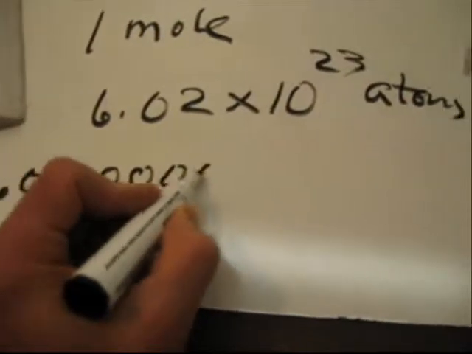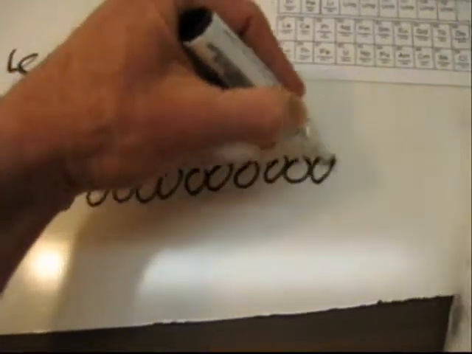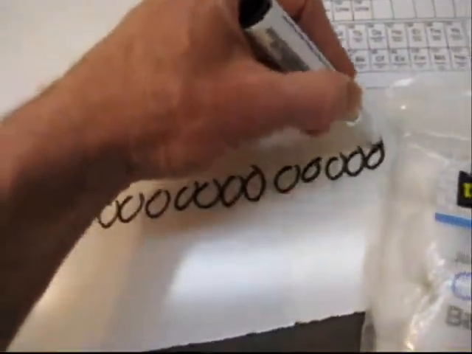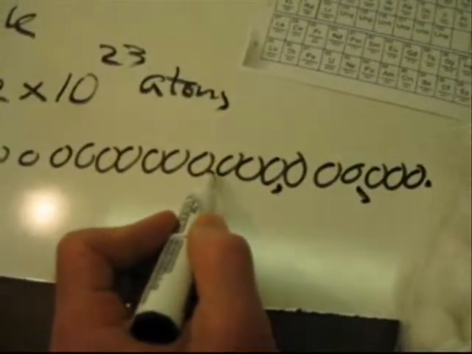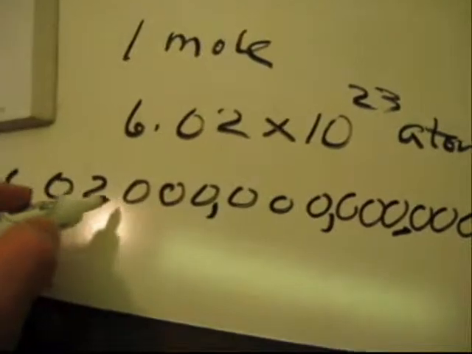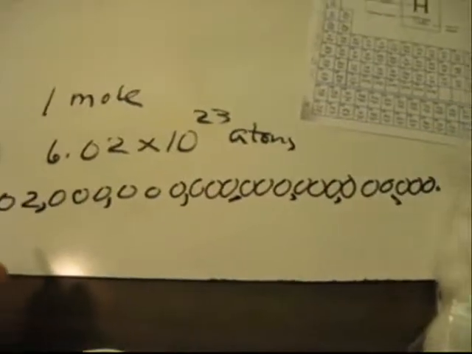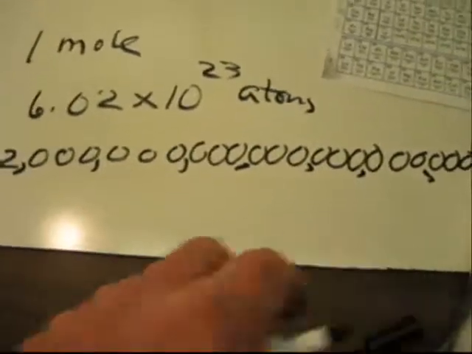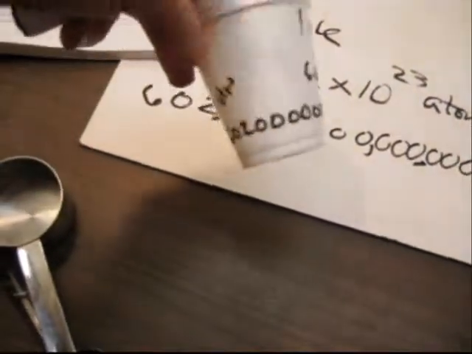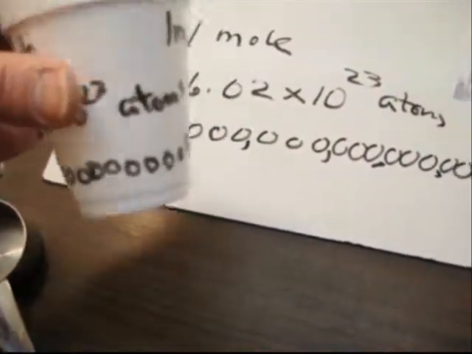So 1, 2, 3, 4, 5, 6, 7, 8, 9, 10, 11, 12, 13, 14, 15, 16, 17, 18, 19, 20, 21. Then we can set our decimal place and put some commas in here: 1, 2, 3, 1, 2, 3, 1, 2, 3, 1, 2, 3, and then right there. So that's our total number of atoms that we'll have in 1 mole of any element on our chart. With your students and their cups, have them go ahead and write that out. Here I've got it: 602 and then 21 zeros after that.